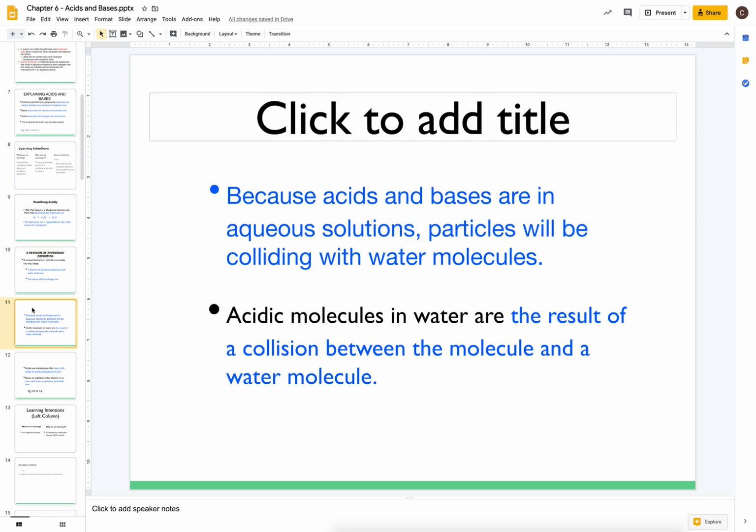So acids and bases have to be in aqueous solutions. So the particles of the acid and the base are going to be colliding with the water around them all the time. So when a chemical is acidic, it's the result of a collision between the acid and the water molecule.